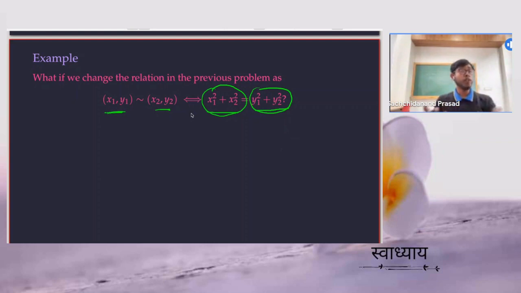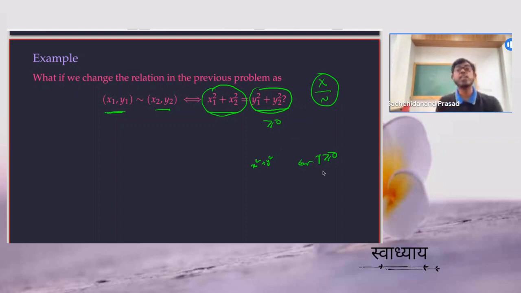And what will be the space X mod tilde? Here note that these equivalence classes are determined by something. That's determined by the sum of the squares, and that is always non-negative. So it means that given any r bigger than 0, I'll have some x and y such that x square plus y square equals r.